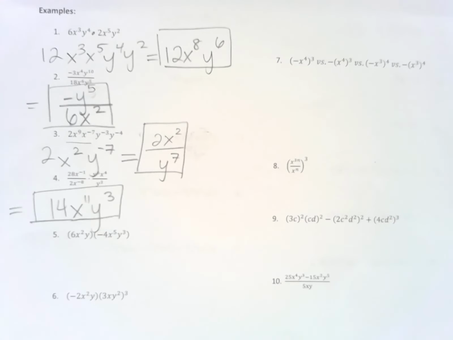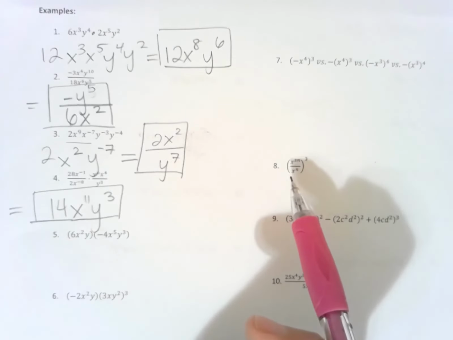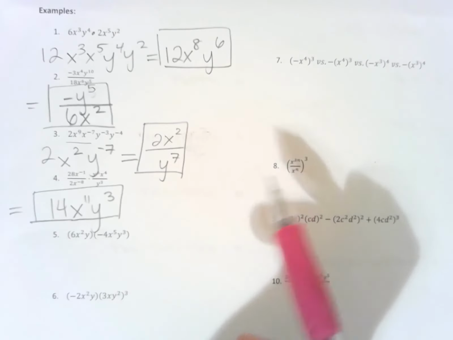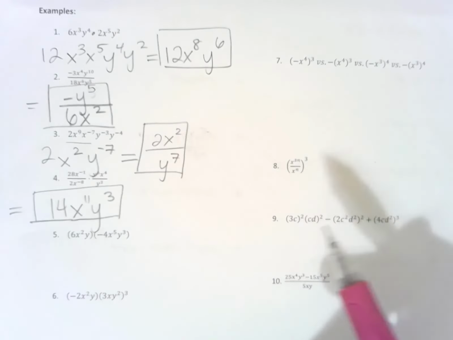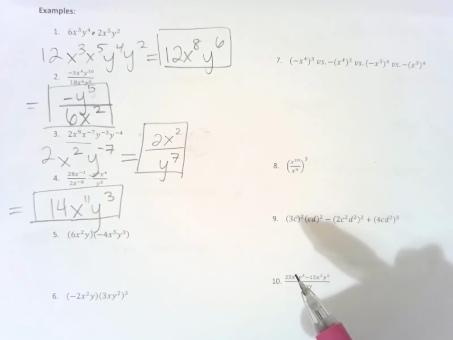Okay, so I want you to pause the video right there and try out 5, 6, 7, and 8. Come back, I'll show you the answers for 5 through 8, and then I'll also go over 9 and 10. You can try 9 and 10 on your own if you feel like you're up for it already.